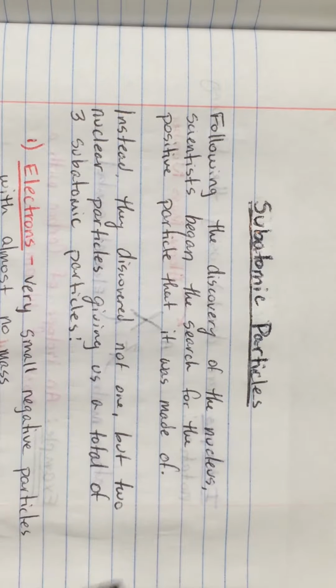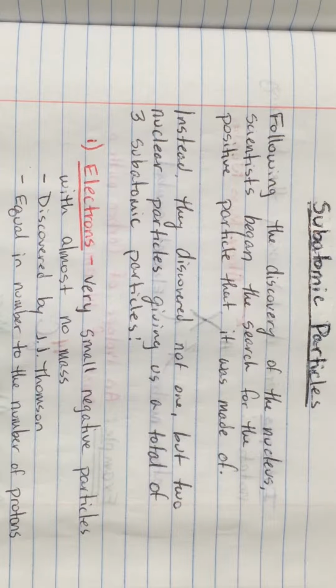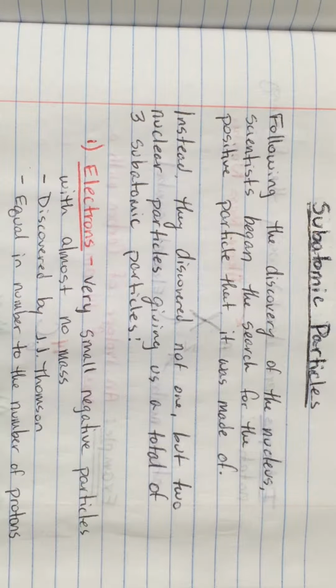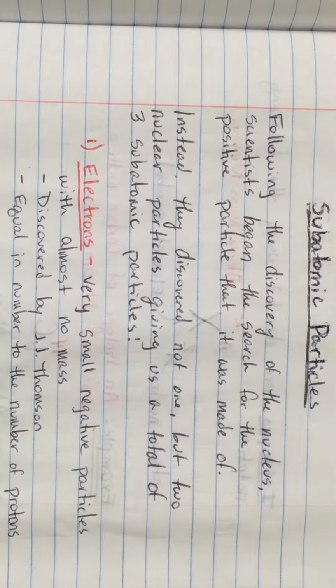So when they went searching for the particle that made this up, they instead discovered not one but two different nuclear particles, giving us a total of 3 subatomic particles. One of the subatomic particles is the electron, which we already know about. The electron is a very small negative particle with almost no mass. This was discovered by J.J. Thomson in his famous cathode ray tube experiment, and the number of electrons in an atom is going to be equal to the number of protons in the atom if the atom is neutral.